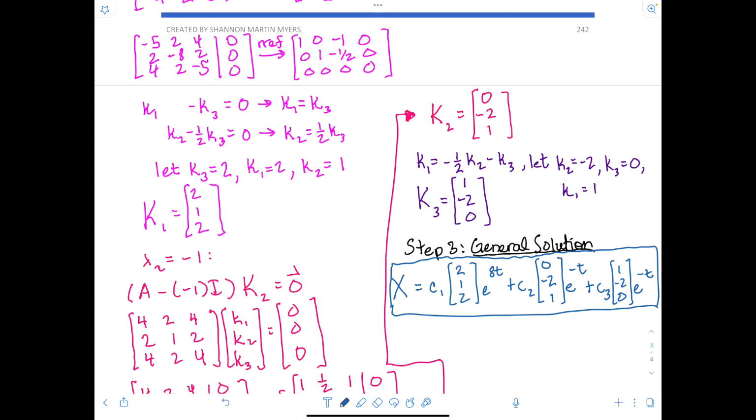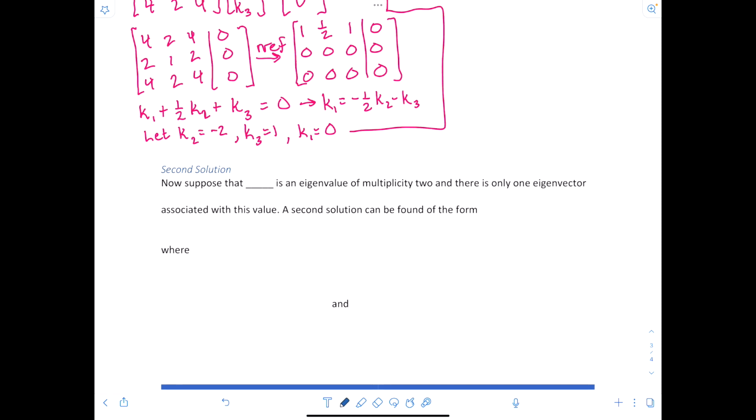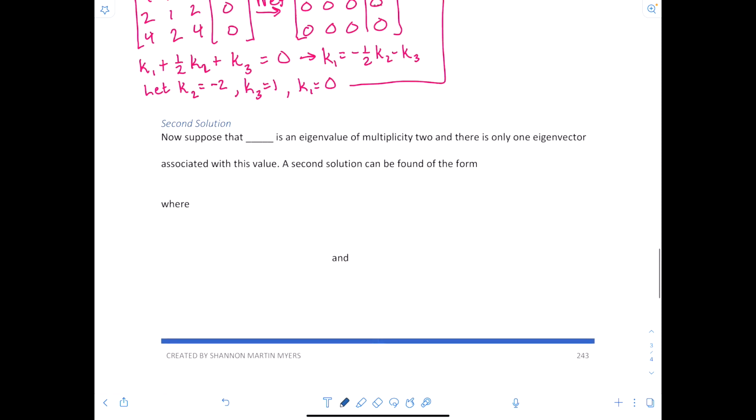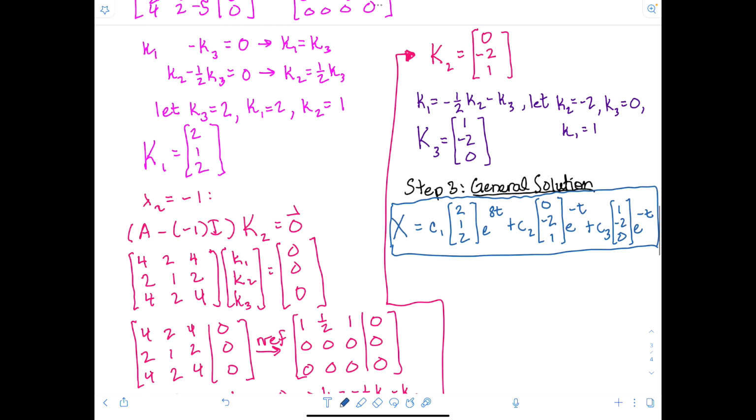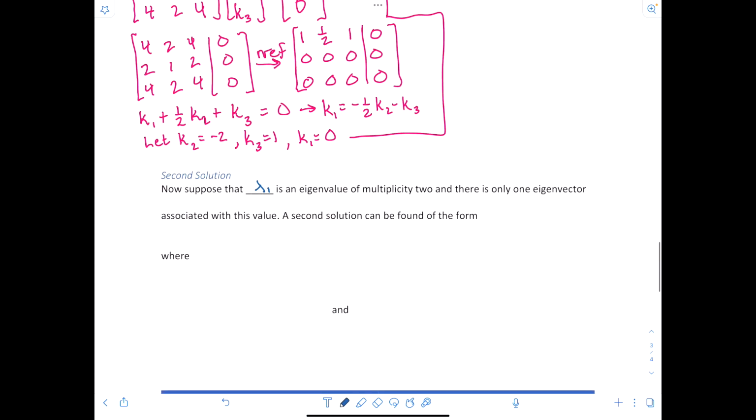And that's it. That's our solution. And so sometimes we need to get a second solution. So now suppose that lambda 1 is an eigenvalue of multiplicity 2, and there's only one eigenvector associated with this value. Here we were able to pick two different values because we had two parameters, K2 and K3, which could be parameterized as S and T. And so we were able to get two eigenvectors out of it. But what if you can only get one eigenvector associated with that value?